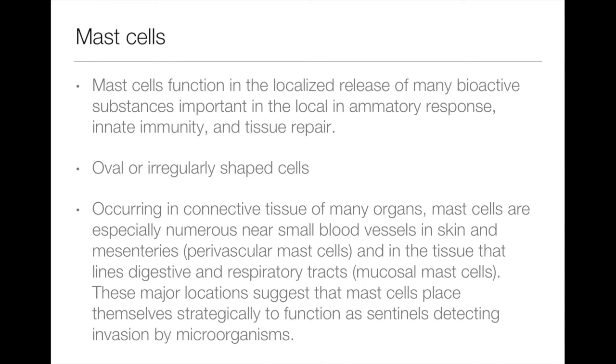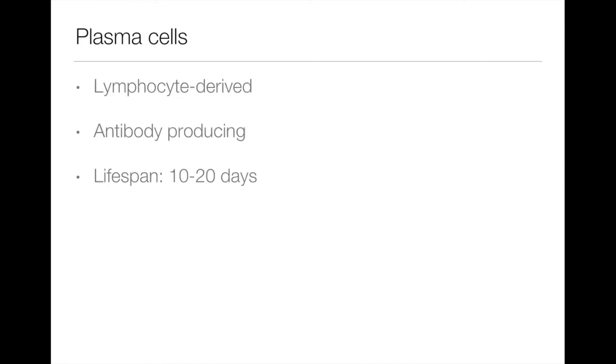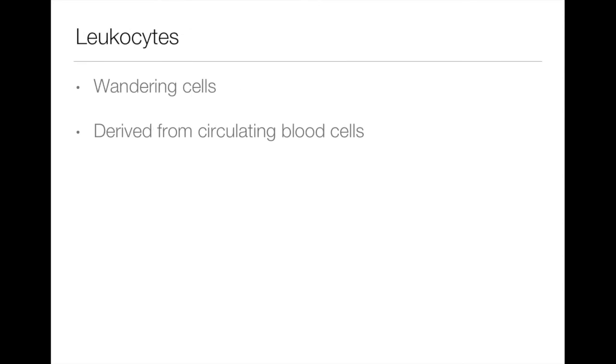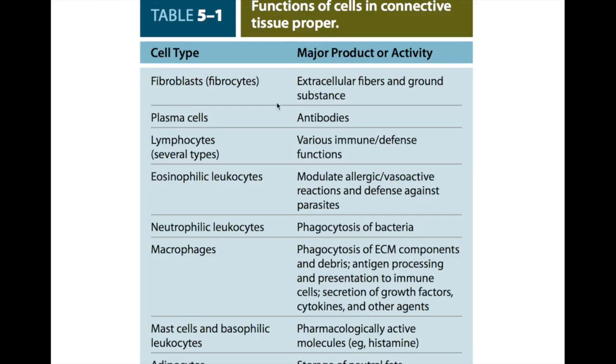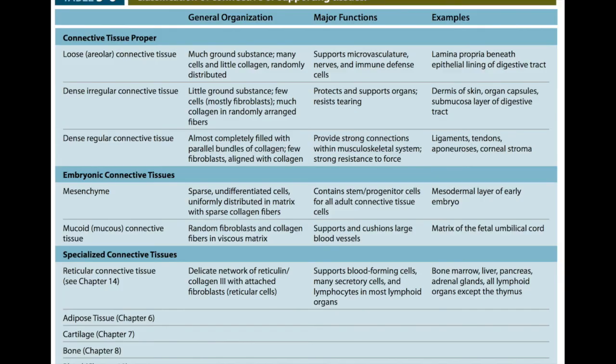These major locations suggest that mast cells place themselves strategically to function as sentinels detecting invasion by microorganisms. And then we've got plasma cells. They're lymphocyte derived and they're antibody producing, and their lifespan is about 10 to 20 days. We've got leukocytes that are wandering cells, and they're derived from circulating blood cells. And here I've put in this table to help you study. Now we've got types of connective tissue, this table.